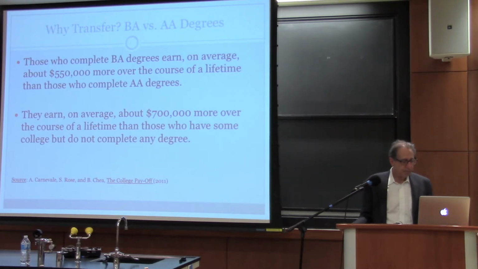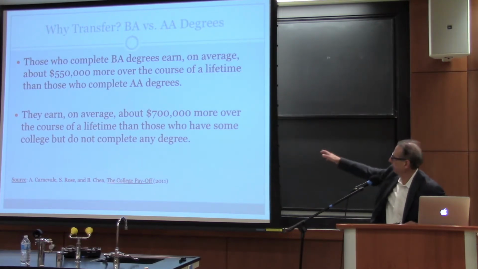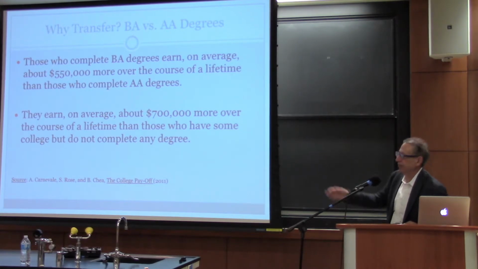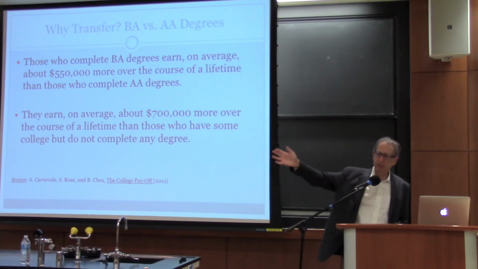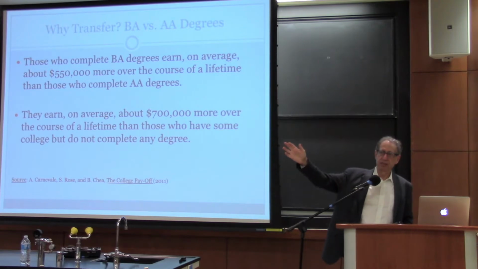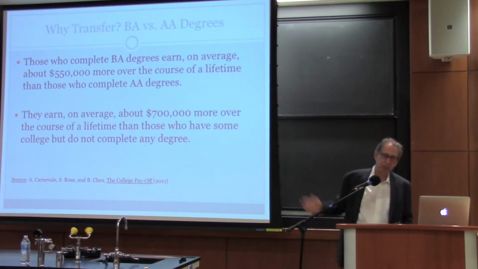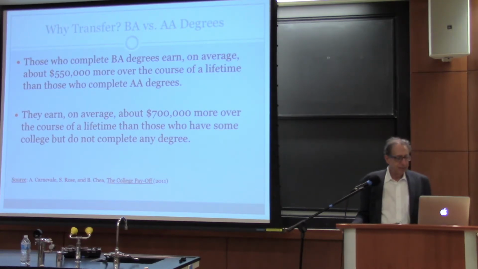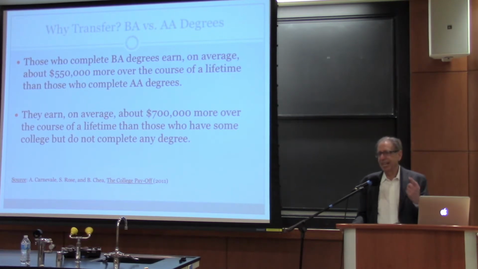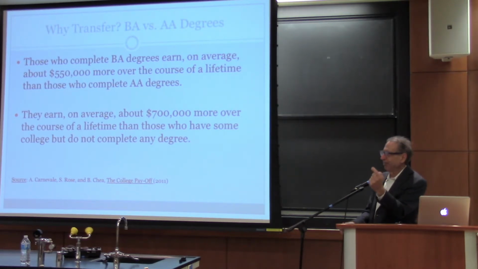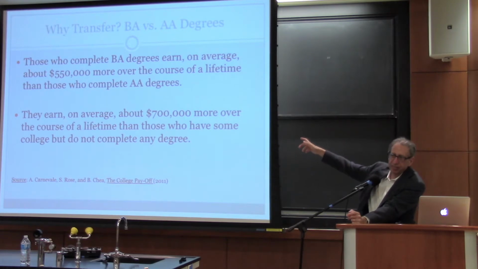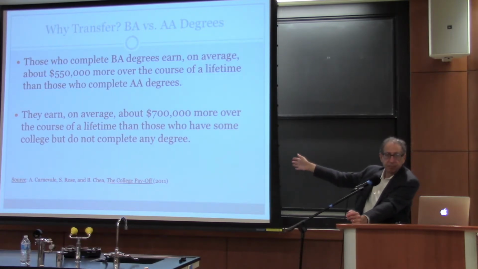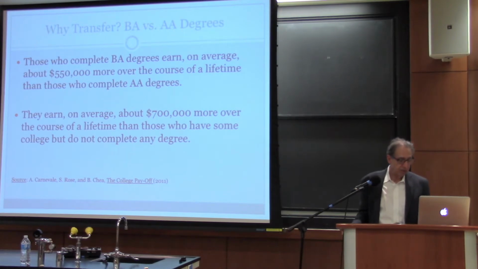But the gap is even larger, as you can see, if you enter community college, don't complete any credential, as compared to people who get a bachelor's degree. I misspoke. So the top is like $550,000 BA over AA, and the bottom $700,000 BA over people who enter but never complete anything. Okay, that's over the course of a lifetime.